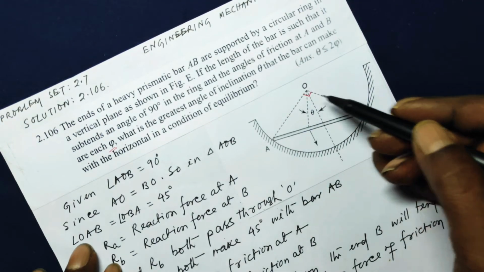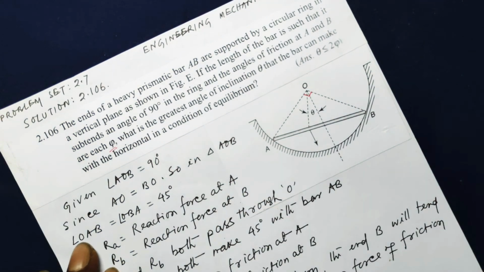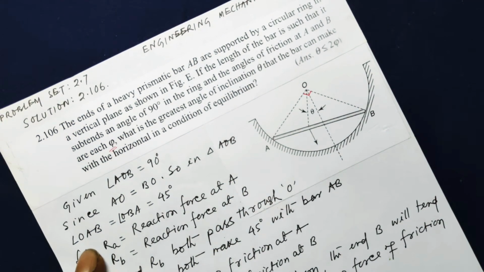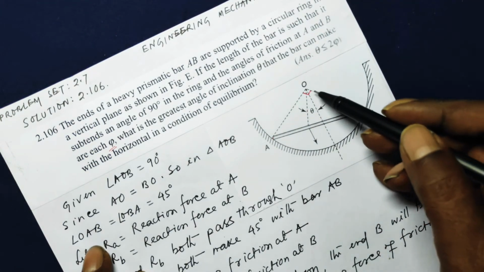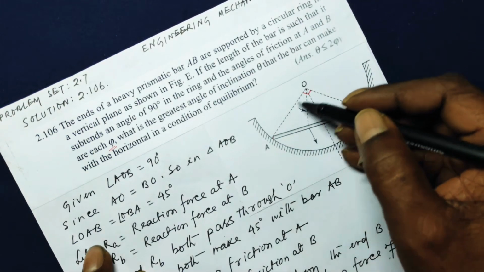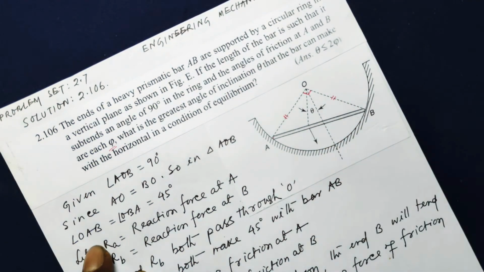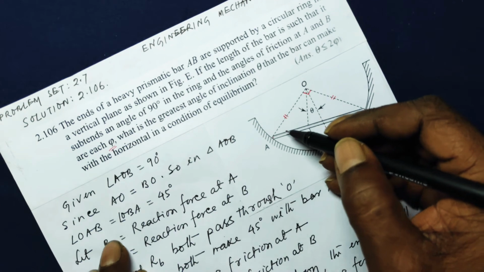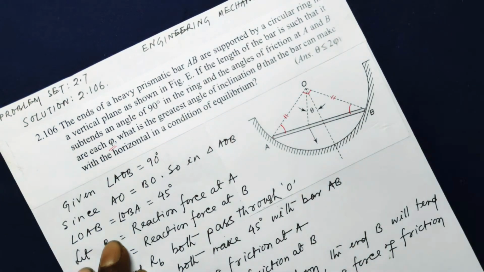and since AO is equal to BO, that is the radius of the circular ring, therefore in triangle OAB, AO is equal to BO being the radius. Therefore, these two angles will be equal. Therefore, this angle will be 45 and this angle will also be 45 degrees.